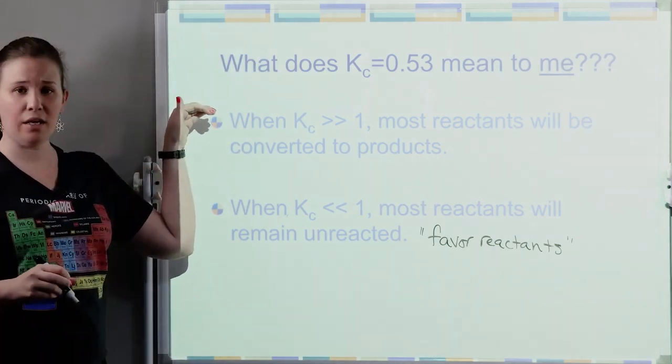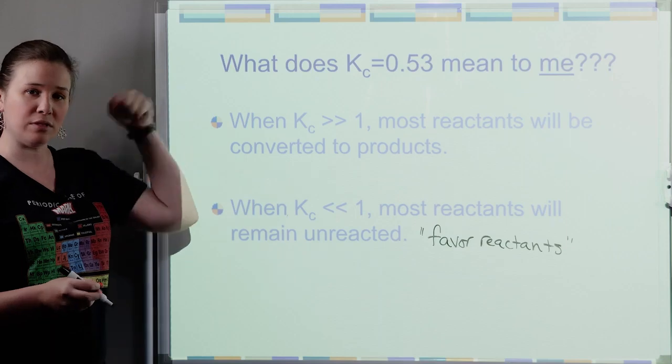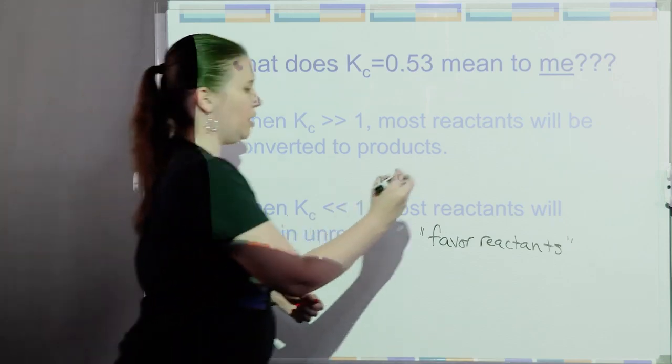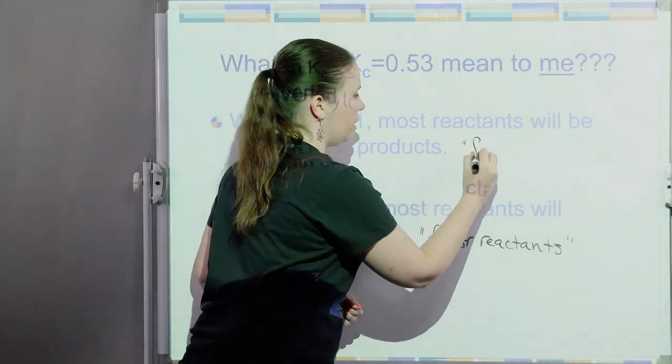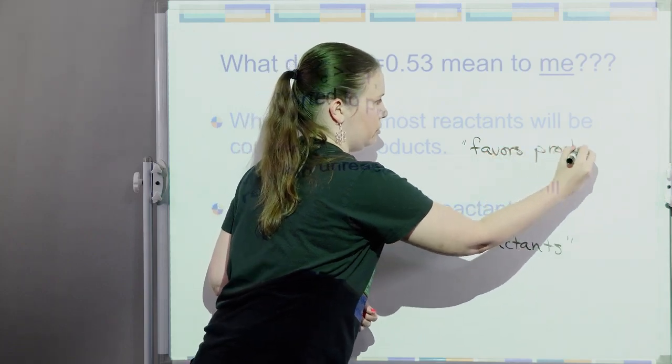Whereas if K is greater than 1, maybe this was 1.53, that means it was a very efficient reaction and it made a lot of products. We would say then that it favors products.